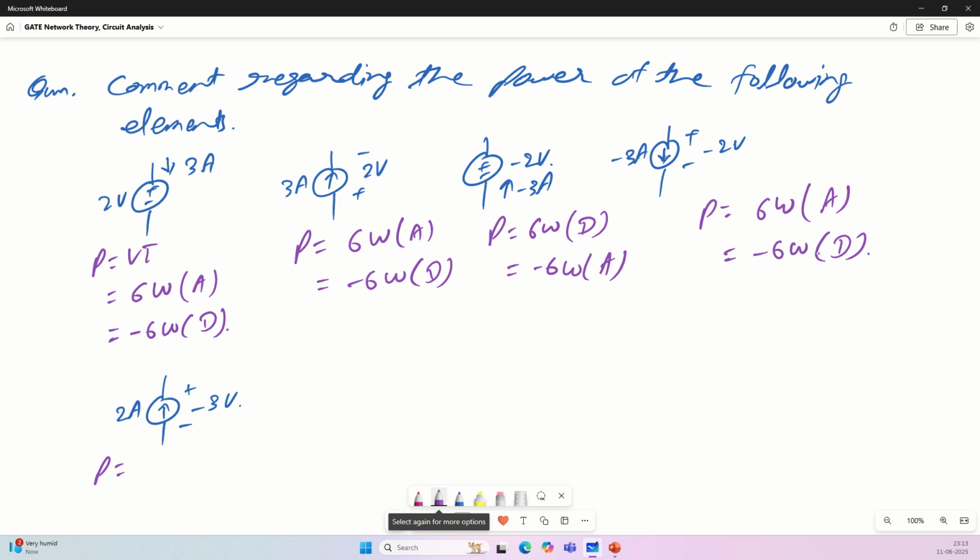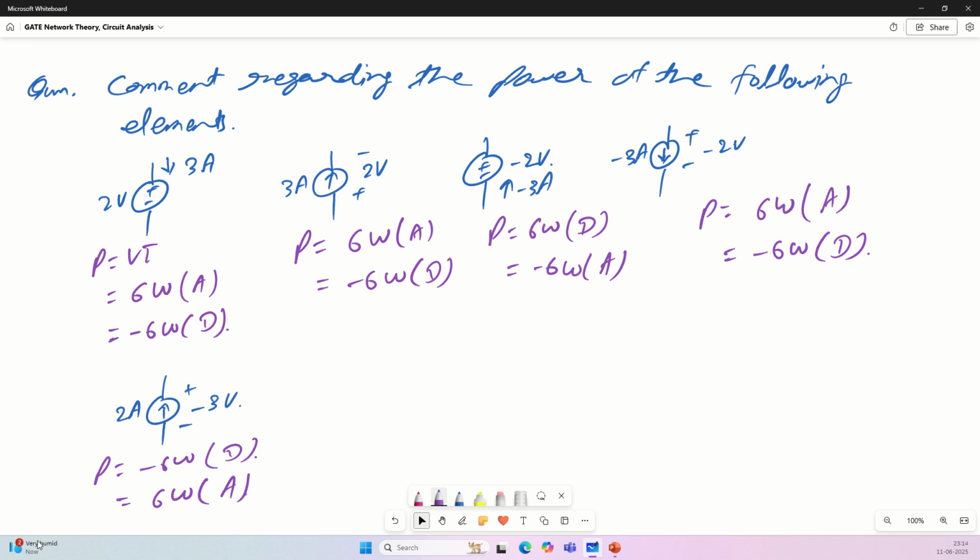So power will be equal to V into I. So V into I is minus 3 into 2. So that is minus 6, right? So minus 6 watt. And you can see current is entering from negative terminal to positive terminal. It means it is delivering, right? So minus 6 watt delivering. It means it can be written as 6 watt absorbing.